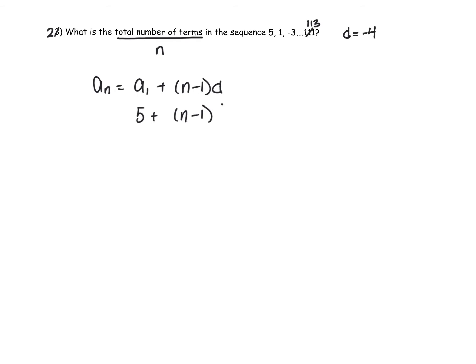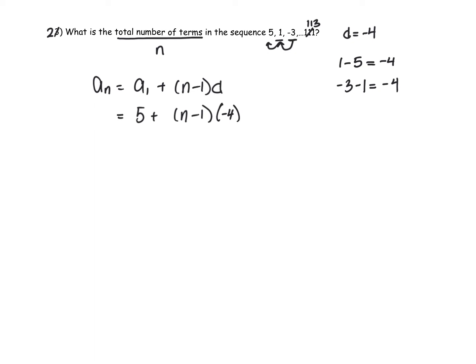If you're not sure how to get the common difference, you can always subtract any two numbers. So we're going to subtract 1 and 5. So 1 minus 5, that gives me -4. We could also subtract negative 3 and 1, and that will give me negative 4 as well. So that's another way to find the common difference, is if you just go backwards. So my d value is negative 4.